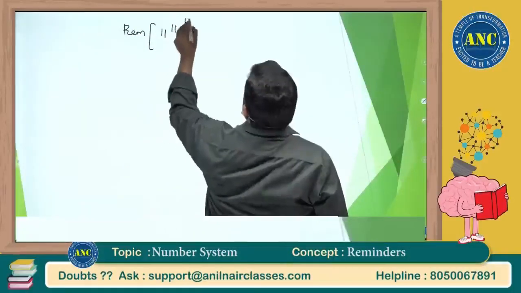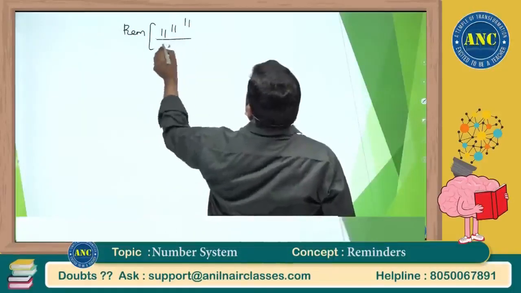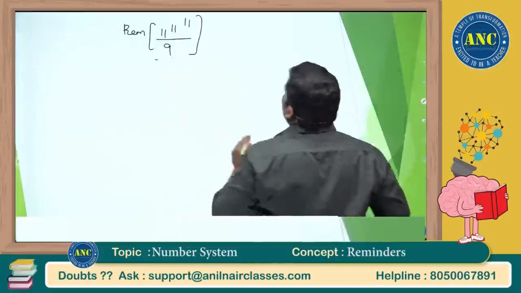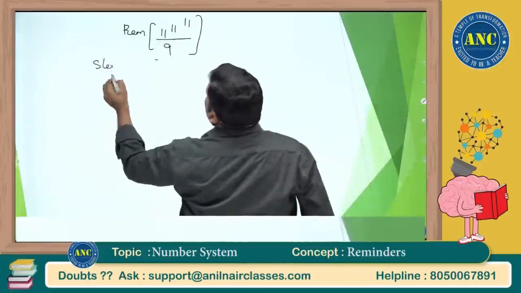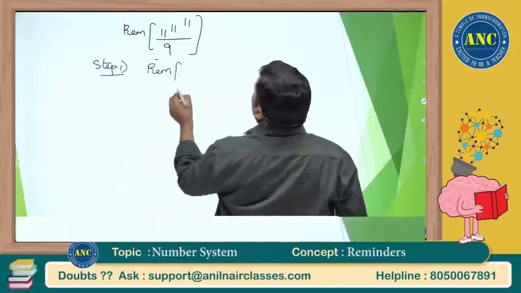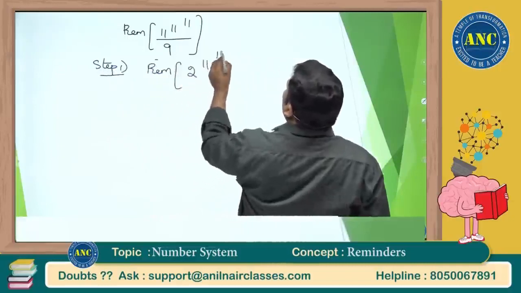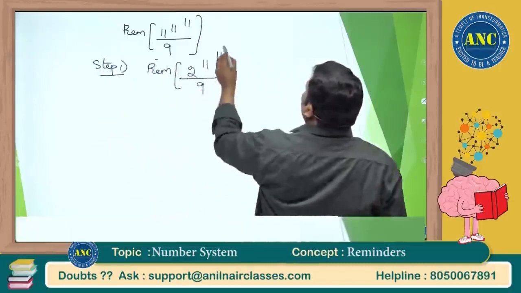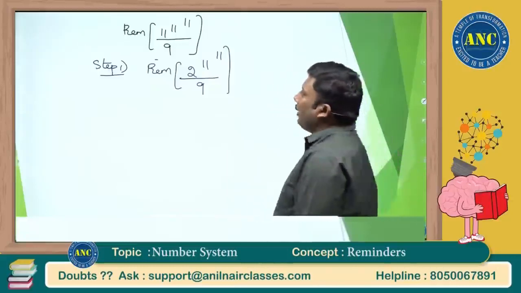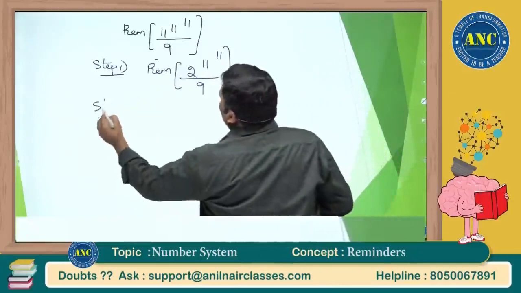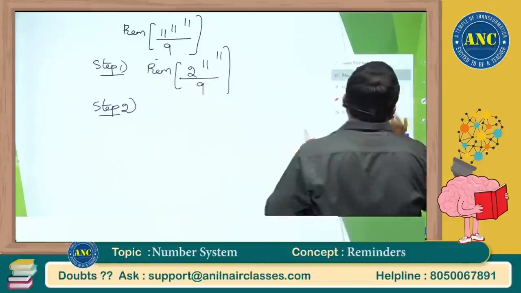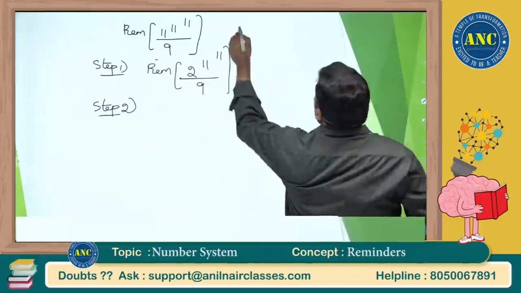11 power 11 divided by 9. What is step number 1? Step number 1 is make the numerator base smaller than the denominator. 9 ones are 9. It is nothing but 2 power 11 divided by 9. Step number 2: what I will do is take the negative remainder, and I will prove to you that in both cases the answer will be the same.